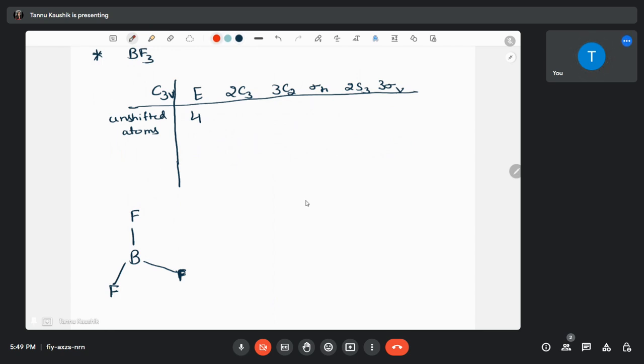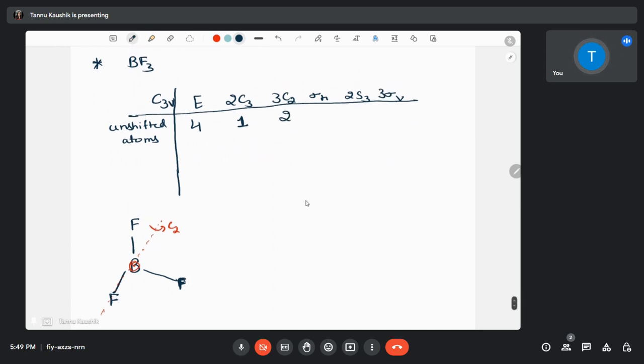And if we apply this C3 axis of rotation, which will be in the middle and coming out of the plane, these three fluorine atoms will change their positions. Only this boron atom will remain unchanged. So here we will have one atom. And if we apply this 3C2 axis, which will be along each of the BF bonds, two of the fluorine atoms will change their positions, and the boron and one of the fluorine atoms will remain unchanged.